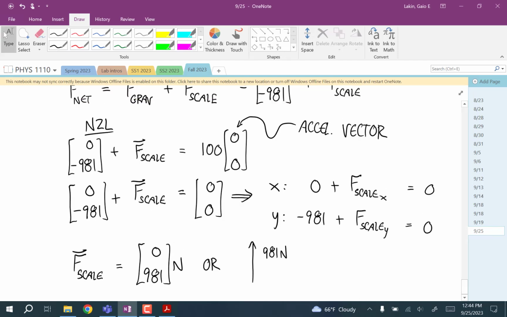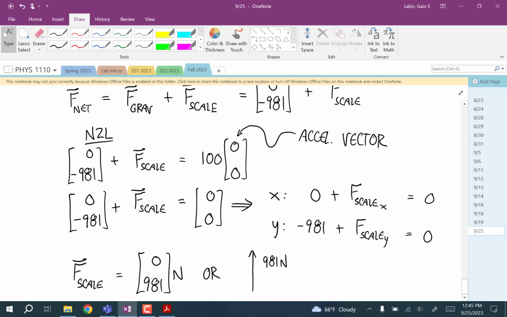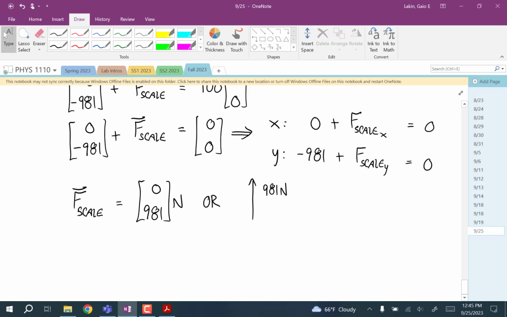So that is why a bathroom scale can tell you how much you weigh, because if you're standing on a bathroom scale and not accelerating and not touching anything else, the force that the scale has to apply to you is your weight. Okay?